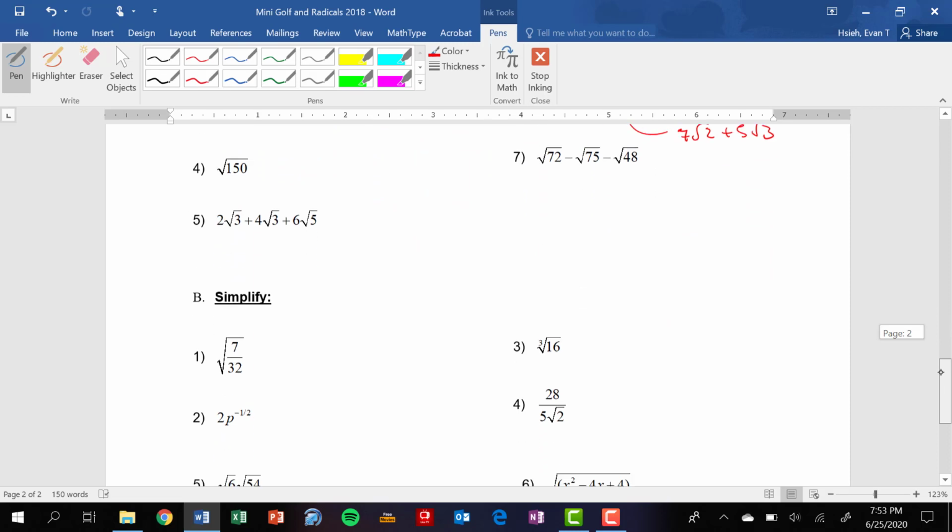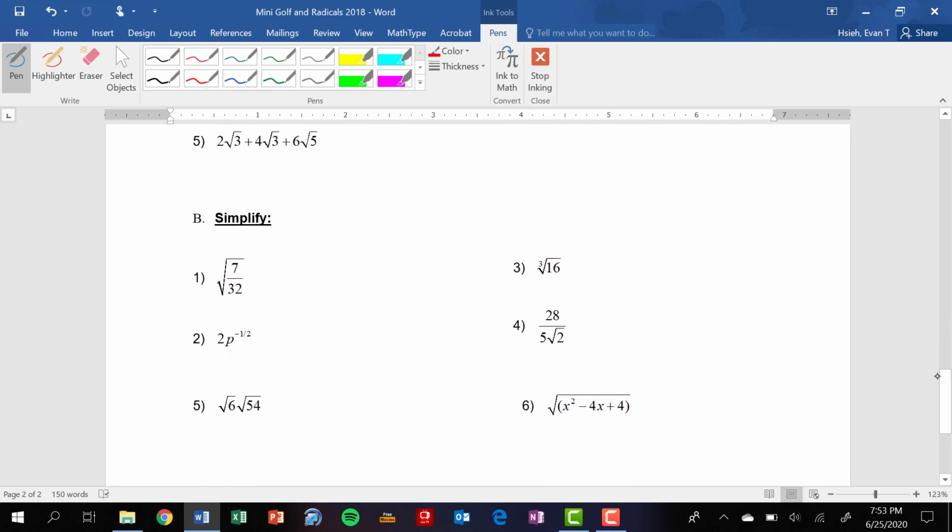Let's see if there's any other concepts here. Oh, sure. Some on the back side here. Yeah, if I wanted to simplify this guy right here, I can rationalize the denominator. Don't want any square roots in the denominator. Oddly enough, when you get to calculus, you're going to be rationalizing the numerator, but for now we're going to rationalize the denominator by multiplying by root 2 over root 2. I can multiply by root 2 over root 2 because that's just multiplying by 1.